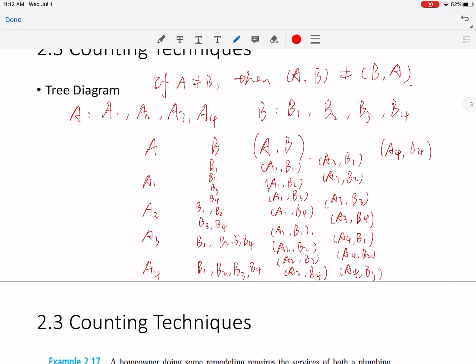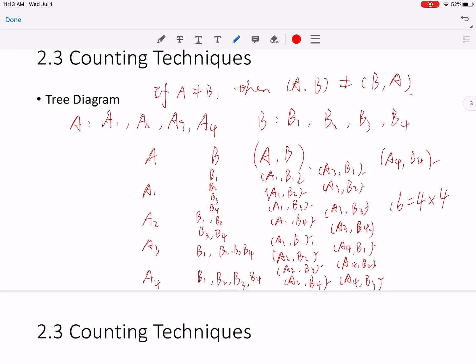Now let's see how many ordered pairs we could have. So we have 1, 2, 3, 4, 5, 6, 7, 8, 9, 10, 11, 12, 13, 14, 15, 16. So we get 16 possible ordered pairs in total. So where's the 16 coming from? That's coming from the four possible values of A times the four possible values of B. So 4 times 4 gave us the 16 over here. And this whole thing over here is called the tree diagram.